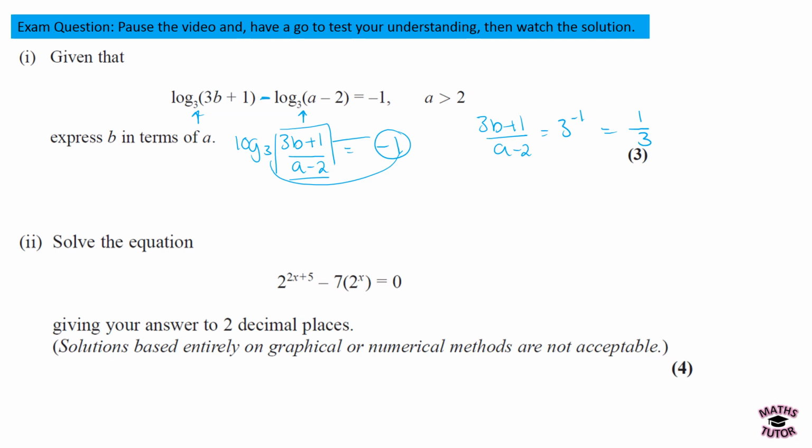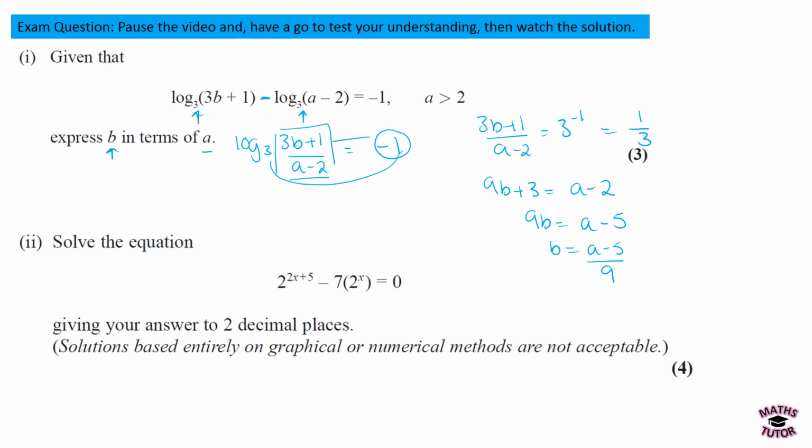Then just cross multiplying, we're going to get 9b plus 3 is equal to a minus 2. It's asking us to express b in terms of a, so that means we need to have b as the subject. So 9b is going to be a minus 5. So b is a minus 5 all over 9.